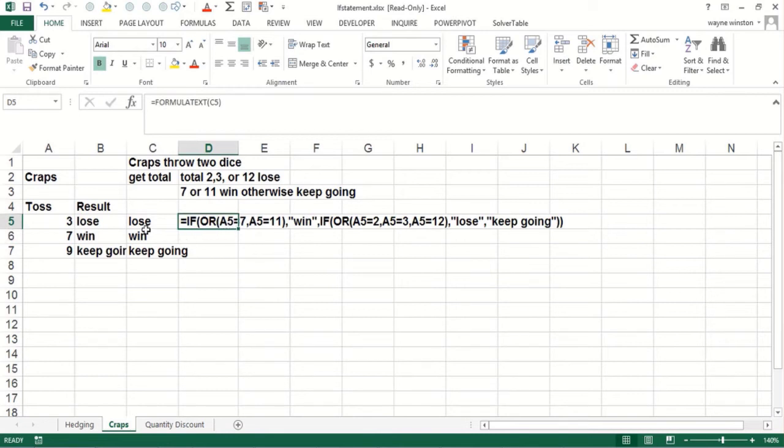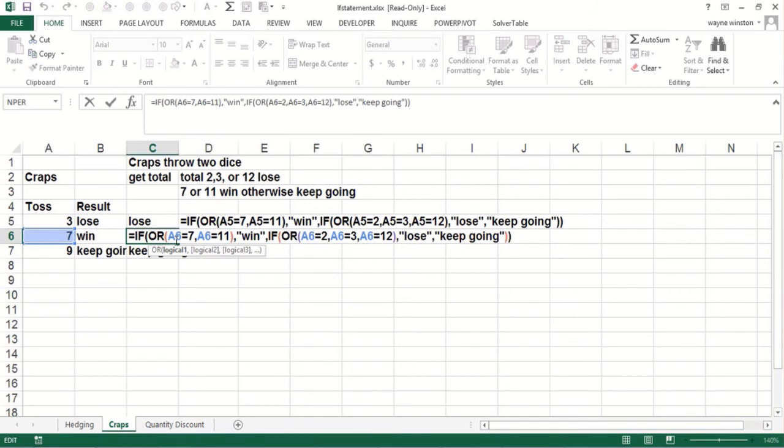if I throw a 7 or 11, then I win. So if I throw a 3, is that a 7 or 11? No. Is it a 2, 3, or 12? Yes, so you put the word lose there. What if you throw a 7? If you go down to the next row, if A6 is 7, yes it is, you put the win there.